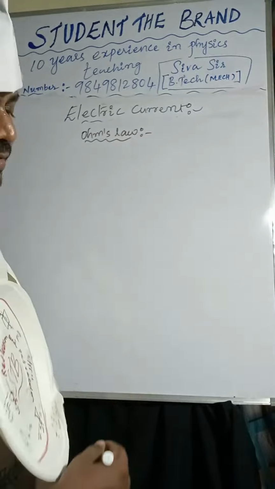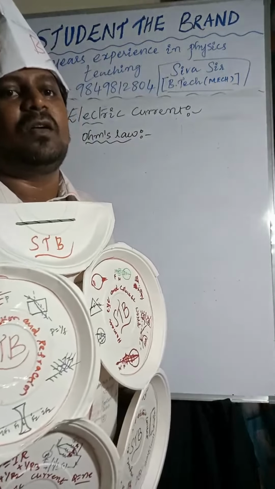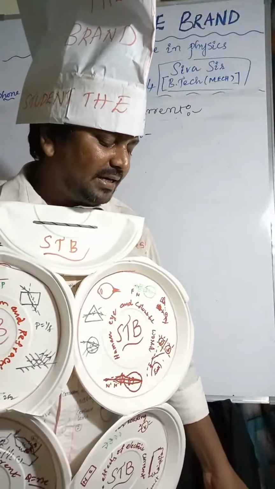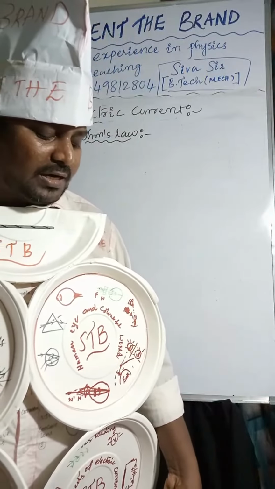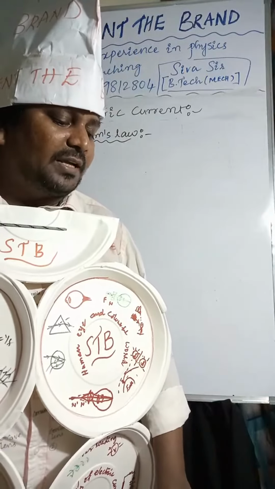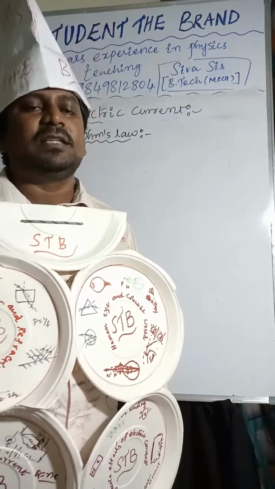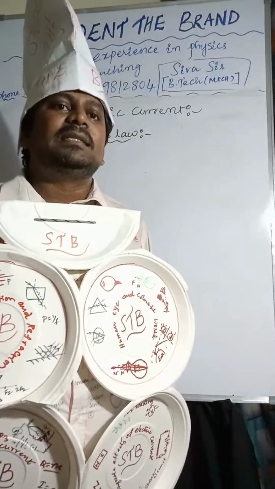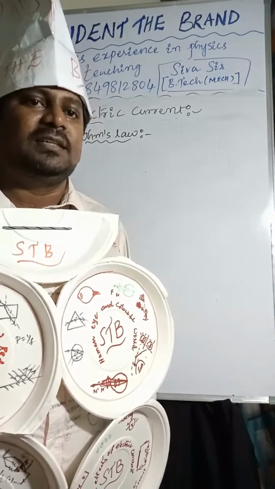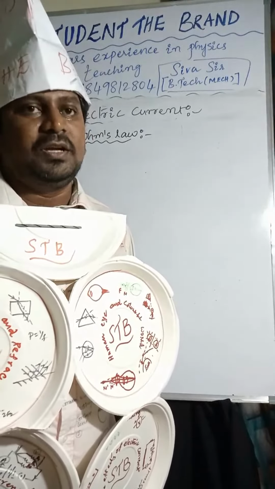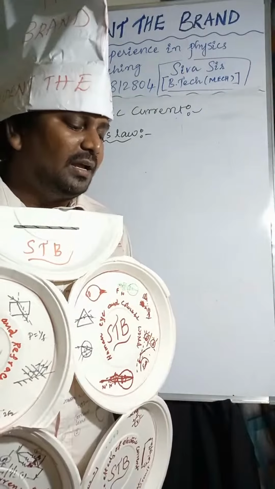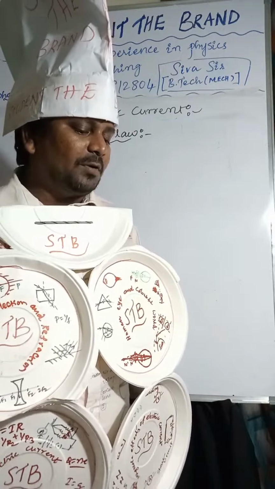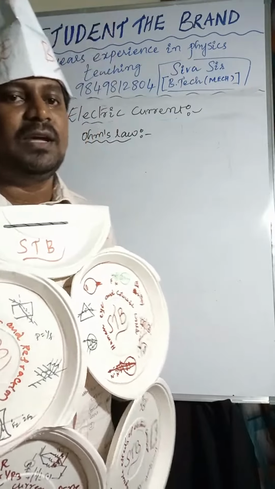Ohm's law states that the potential difference across a given metallic conductor is directly proportional to the current flowing through it. V is directly proportional to I, V equal to IR. So that one we are considering now.